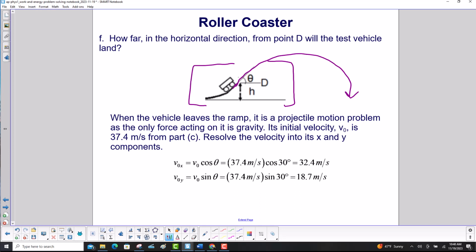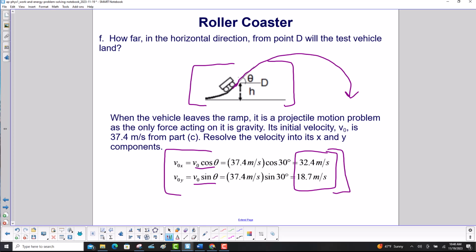Its initial velocity, v0, is 37.4 meters per second from part C. Resolve the velocity into its x and y components. So the x component is v0 cosine theta, the y component v0 sine theta. Substitute in our numbers, and this is what we have for the initial velocity in the x direction and the y direction.